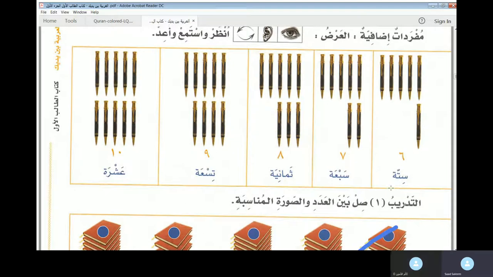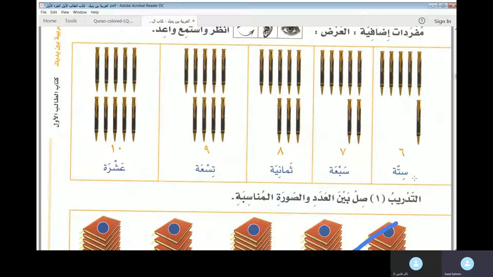Okay, this counting is for masculine things only. Read this. Book. Seven, eight, nine. Okay, what is a pen called in Arabic?